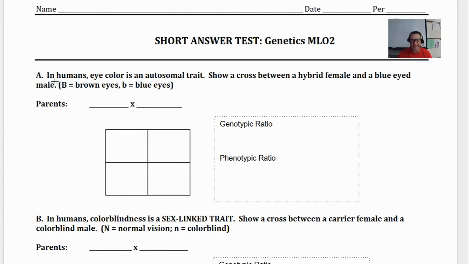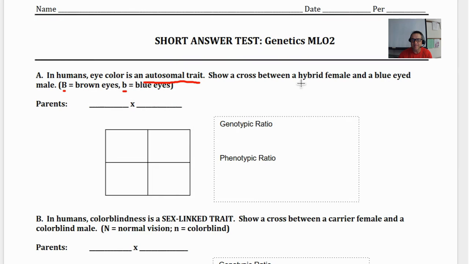All right, so A, in humans, eye color is an autosomal trait. So it's not a sex-linked trait. It's on the autosomes, chromosome pair number 1 through 22. All right, so we're doing eye color. Big B is dominant for brown eyes. Little b is recessive for blue eyes.